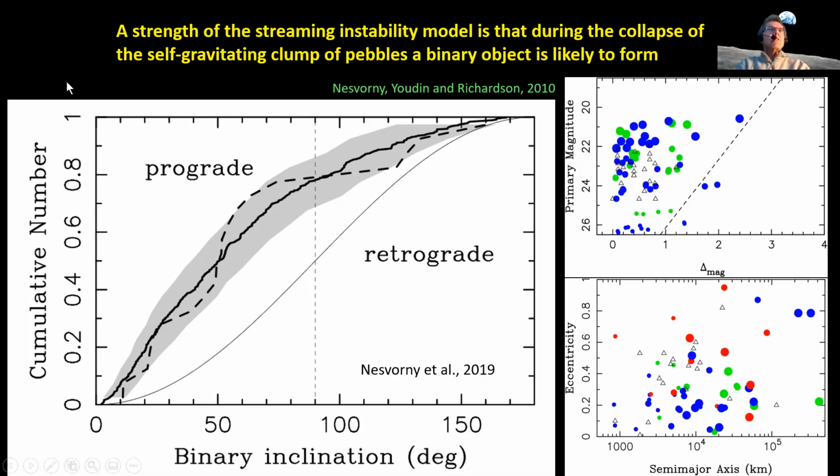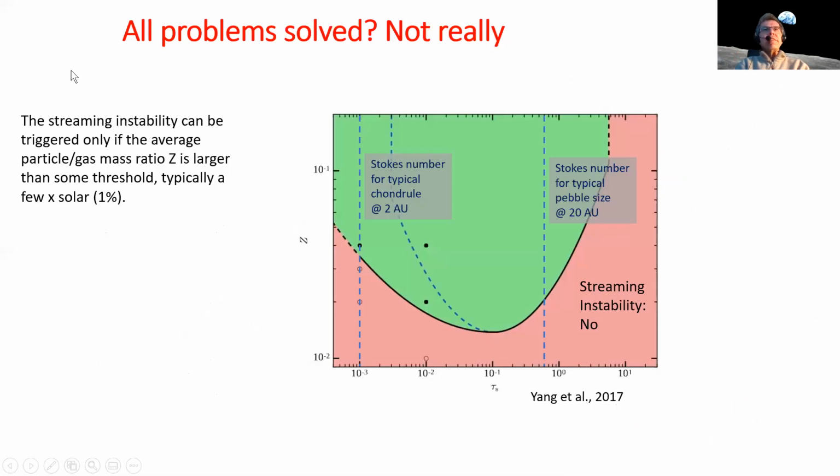So everything is solved now? Well, not really, because it has been shown that in order to trigger these instabilities, one has to start with a disk that has a relatively high dust to gas ratio integrated vertically.